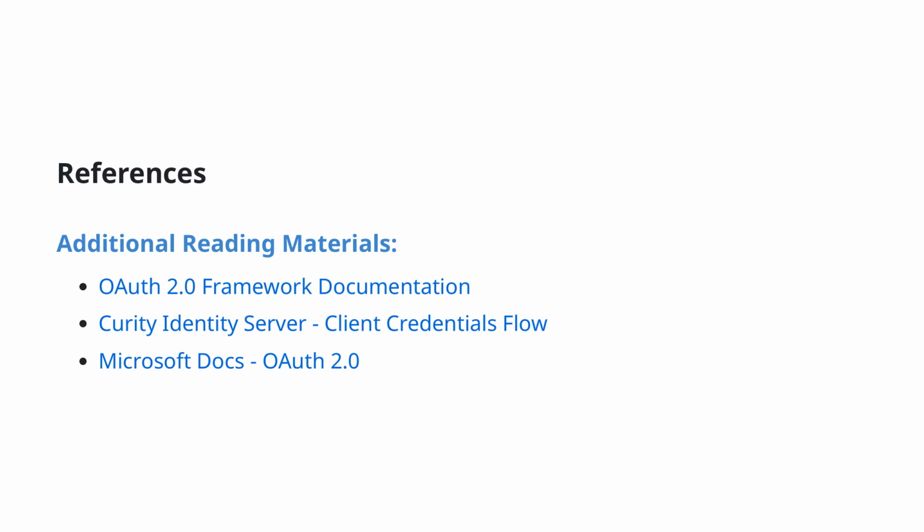For further enrichment of your knowledge on the topics we've covered, I highly recommend delving into these additional reading materials. Start with the OAuth 2.0 framework documentation for an in-depth understanding of the protocol itself. Then, explore the Security Identity Server documentation on the client credentials flow to see how it's implemented in a real-world system. Additionally, check out Microsoft's documentation on OAuth 2.0 for another perspective on best practices and implementation techniques. These resources will provide a solid foundation and further your expertise in secure OAuth implementations.